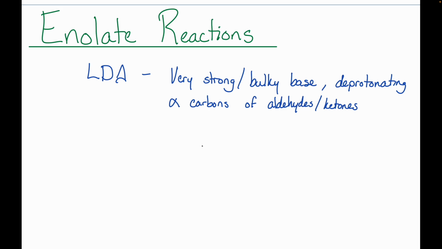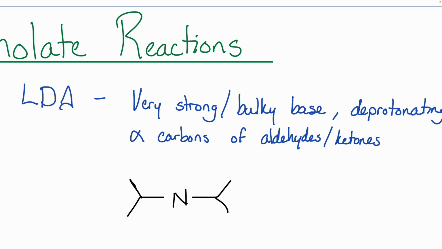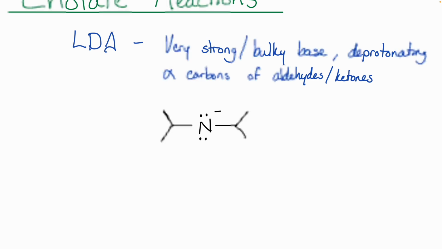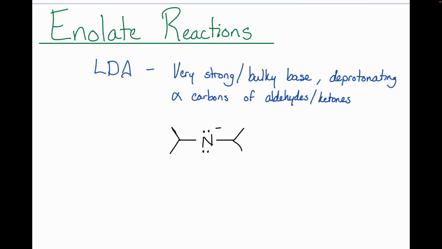I don't know if we looked at the structure last time, but it's a nitrogen. I don't remember exactly how many carbons, but it's got these big bulky isopropyl or isobutyl groups. Doesn't really matter. We have a nitrogen with a negative charge, a very strong base, but with these big bulky groups, right? So it'd be considered a bulky base, meaning it's not going to be a nucleophile at all. You're not going to have any substitution product, only your acid-base reaction, right?